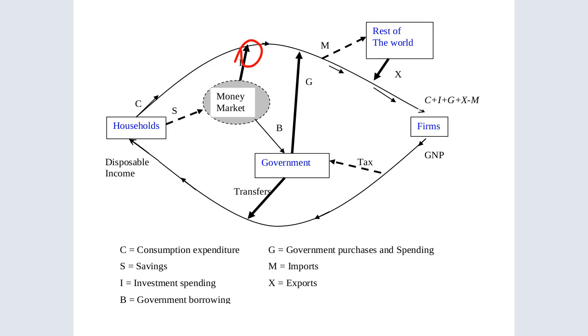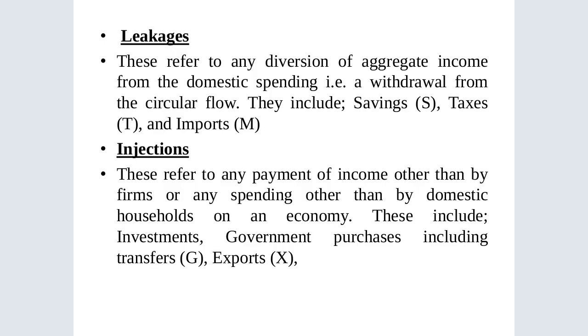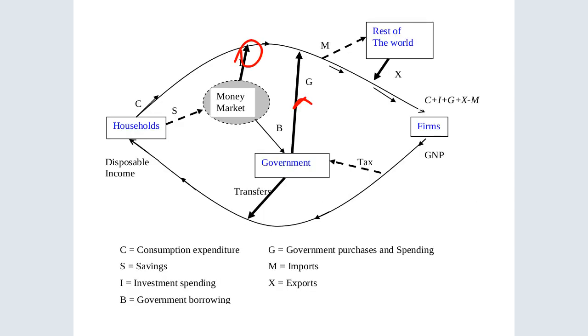So you look at the government spending. The government spending is an injection to the circular flow of income. We also have transfer payments. The transfer payments also join the circular flow of income, and also we have exports. So these are injections to the circular flow of income.